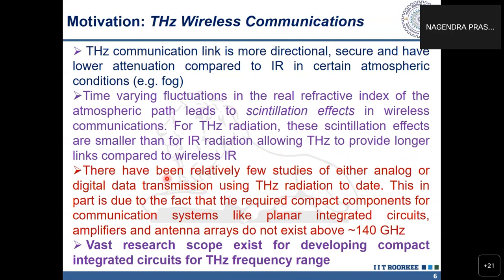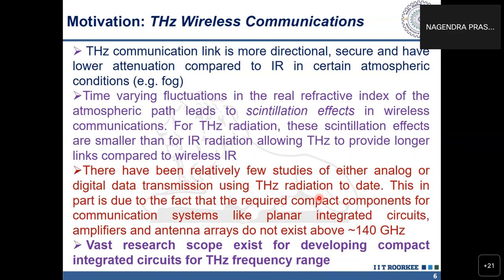There have been relatively few studies of either analog or digital data transmission using terahertz radiation. This is in part due to the fact that the required compact components for communication systems, like planar integrated circuits, amplifiers, and antenna arrays, you usually will not get above 140. This is one of the reasons that things are easily available and affordable up to 140. So 140 is one of the potential candidates for 6G.